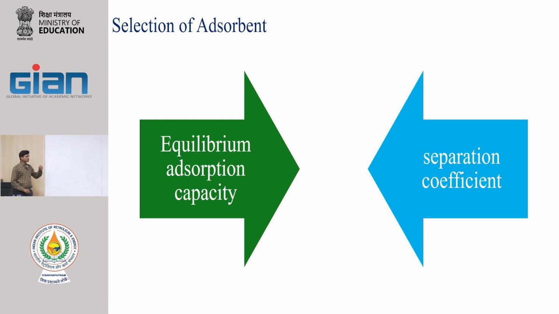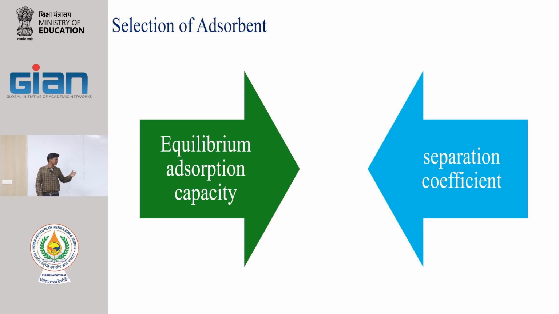So these are the two things which we always look for. One is the equilibrium adsorption capacity, one is the separation coefficient. Whenever we look for a material, we look into the two performance metrics. One is the equilibrium adsorption capacity, that means how much it can hold, how much it can uptake. And second one is the separation coefficient, that means with respect to the other gases, how much it can adsorb.